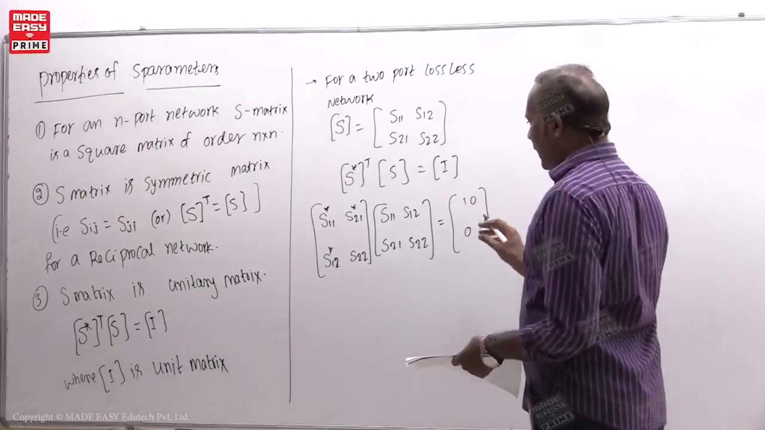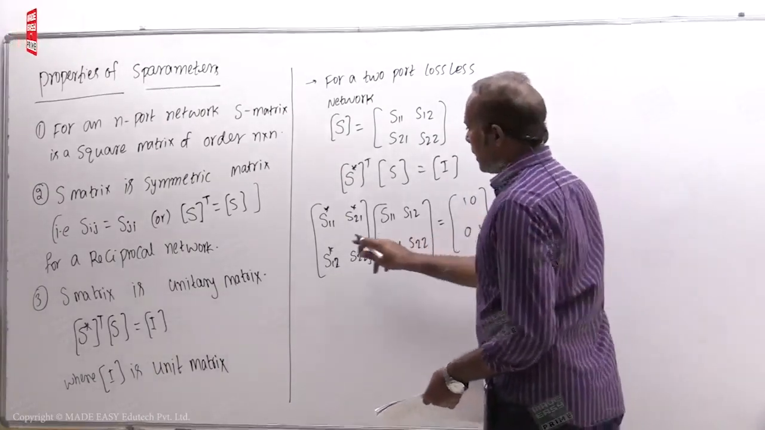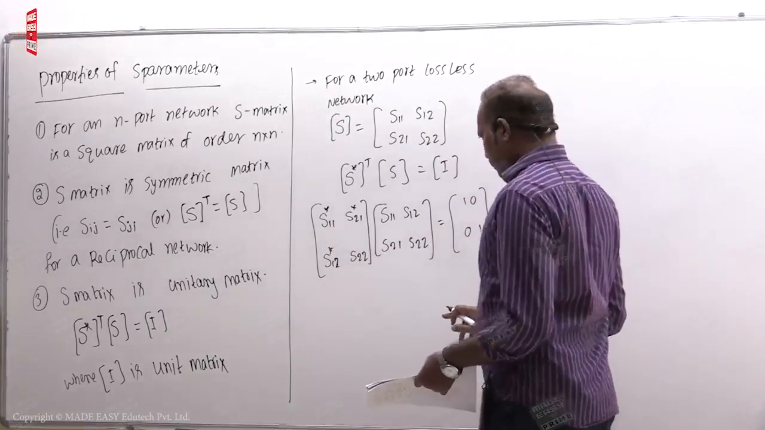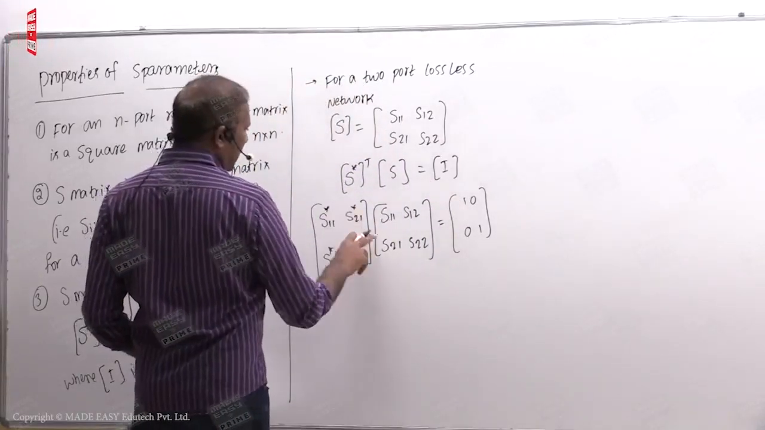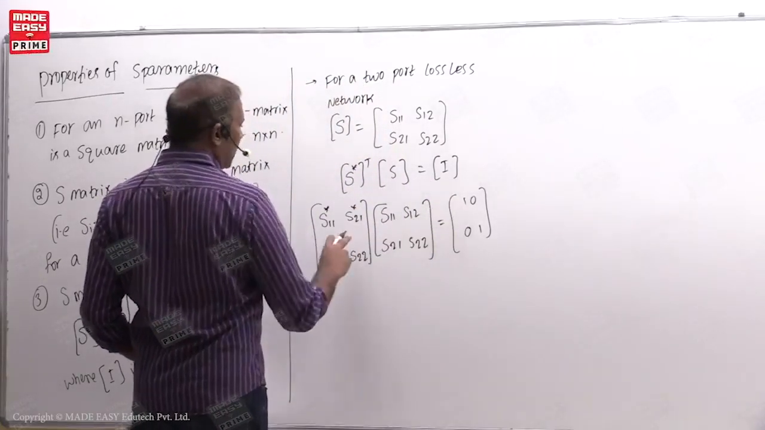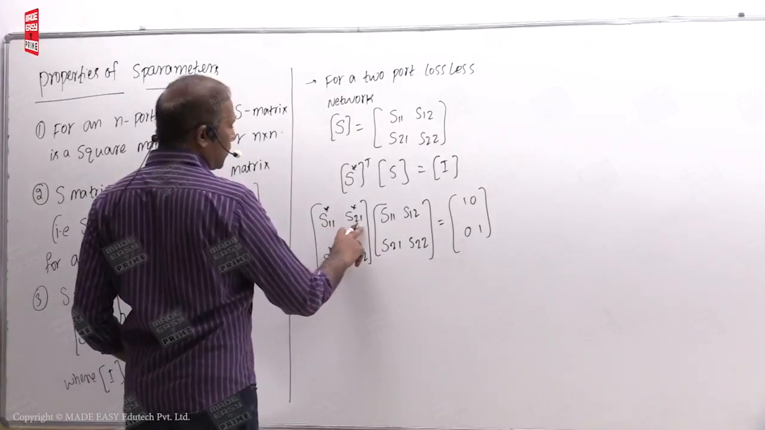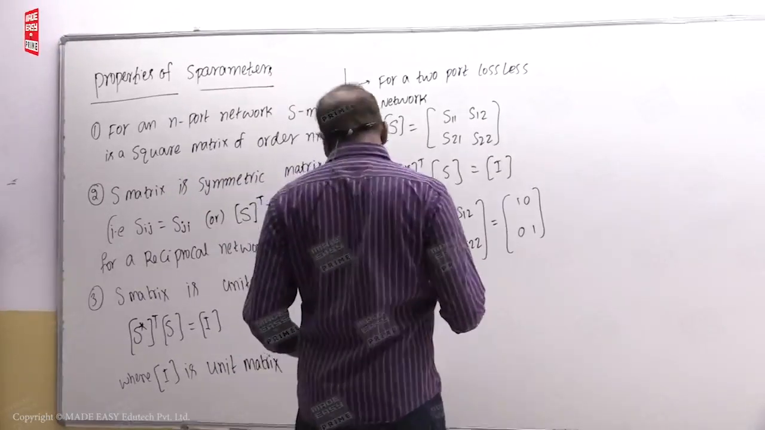So you can multiply them and then you equate this to 1. For example, S11 star into S11 plus S21 star into S21 is equal to 1. That means modulus of S11 square plus modulus of S21 square is equal to 1. So like that it becomes.